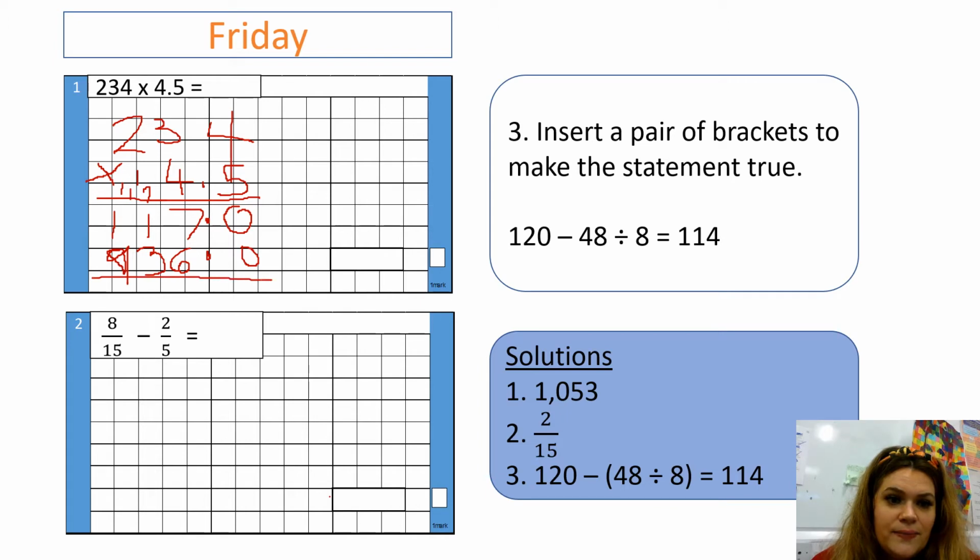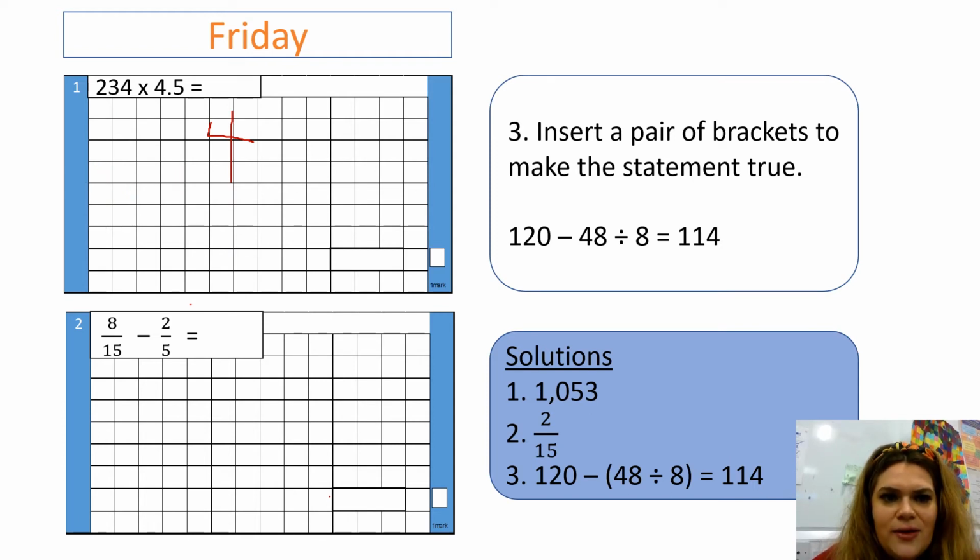Let's have a look. 0 add 0 is 0. 7 add 6 is 13. Put my decimal point in, carry my 1. 1 add 3 is 4, add 1 is 5. 9 add 1 is 10, so my answer is 1053. Well done. Right, I'm just going to rub that out because it's going on to my next question.